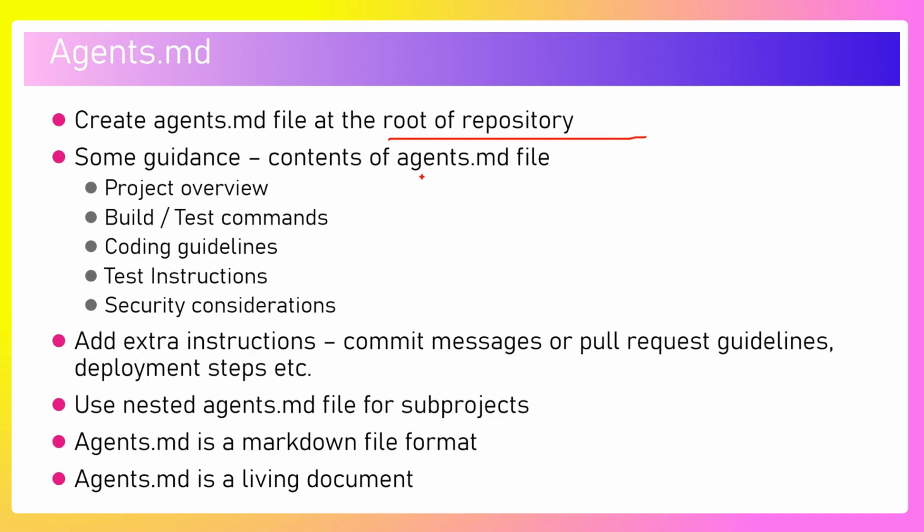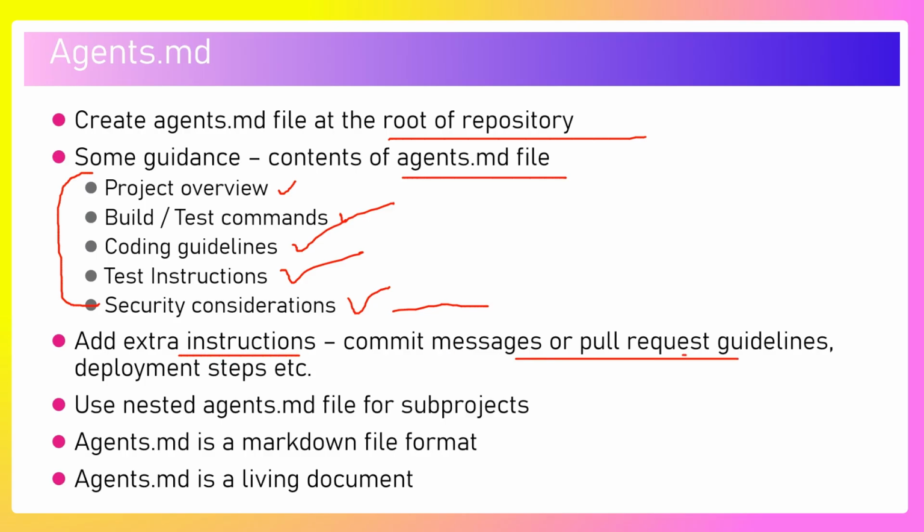The contents of the agents.md file, which I just showed you, can include the project overview, so what does that project do, some build or test commands, the coding guidelines for generating the code, test instructions, and if there are any security considerations, and many more. Now, these are some of the basic things which we start with. Now, you can add extra instructions, commit messages or pull request guidelines, deployment steps, etc.